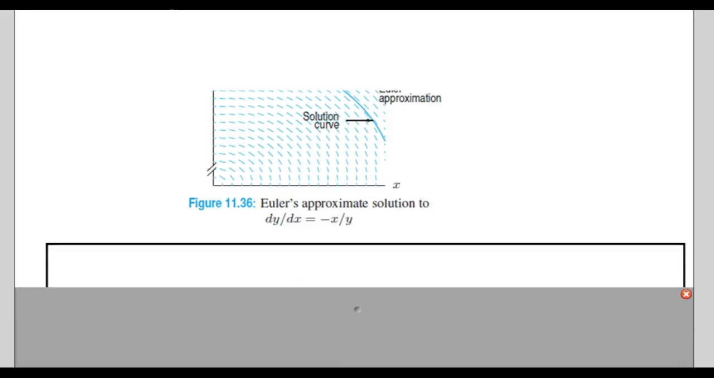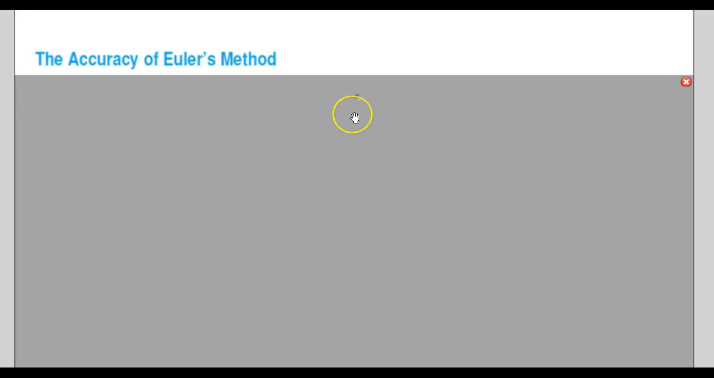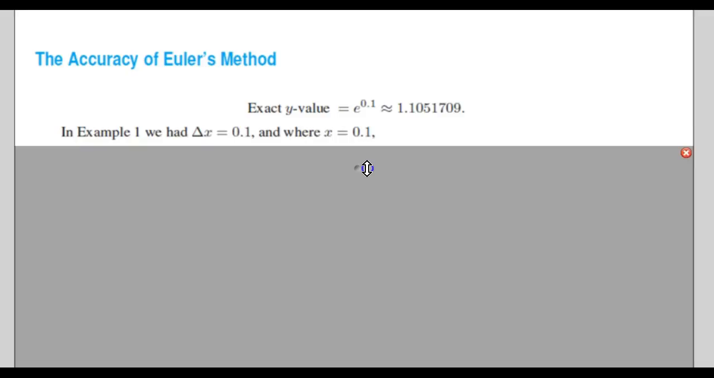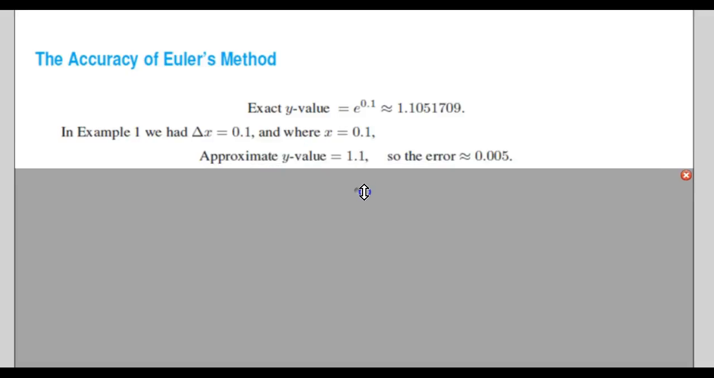All right. For the last 20 seconds, I'll talk about the accuracy of Euler's method. One of the big challenges of Euler's method is that it's an approximation. But the good thing about Euler's method, as we saw with examples 1 and 2, is that you can improve the accuracy by changing your delta x. So in example 1, we had a delta x of 0.1, and our approximate y value was around 1.1. Our error was 0.05, because the true value is different.